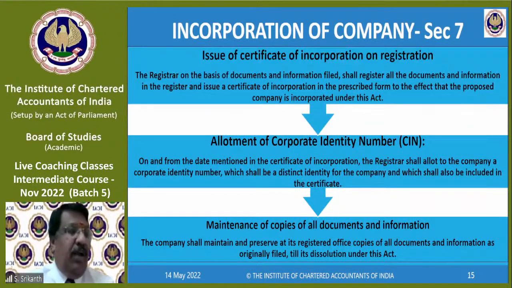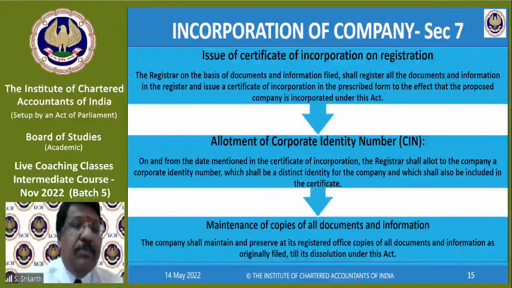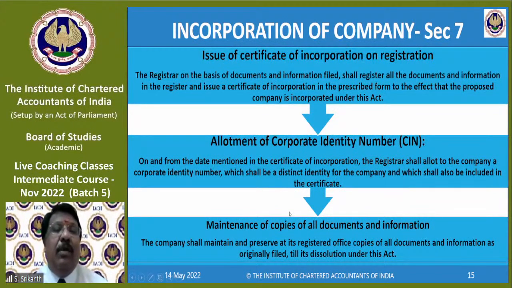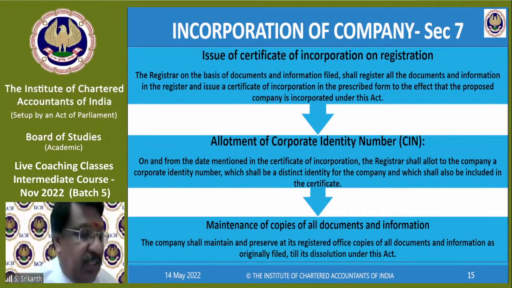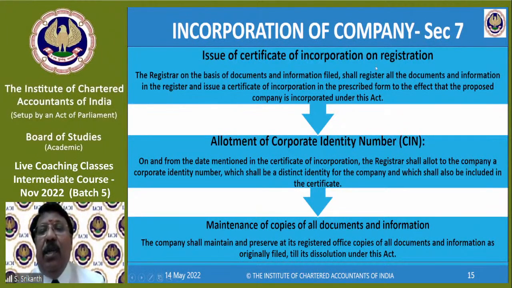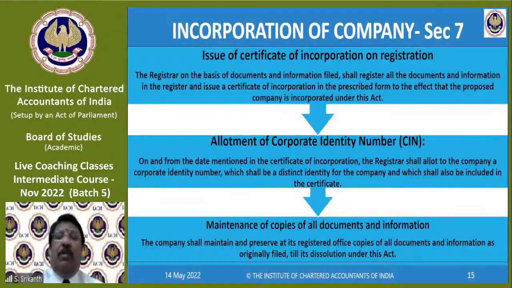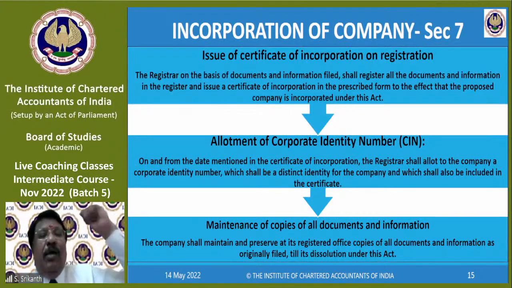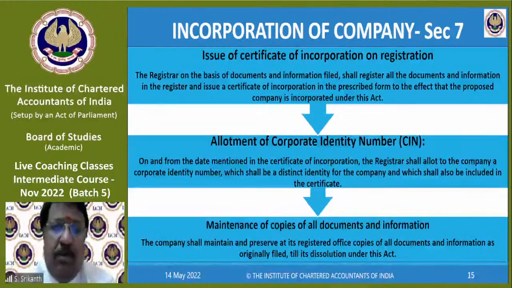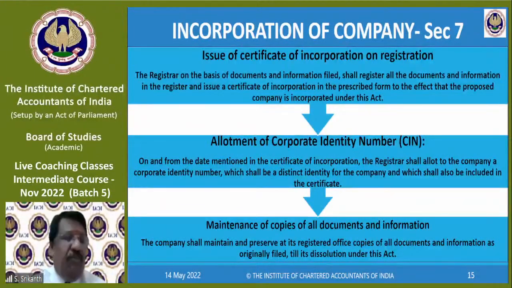So incorporation of a company happens on issue of the certificate of registration. Once all these documents are filed with the registrar, the registrar shall register, which means take on record. Officially, it will become a record of the registrar. Then he will issue a certificate of incorporation, which I will show in the next class. On Tuesday, I will scan the form and show it to you.